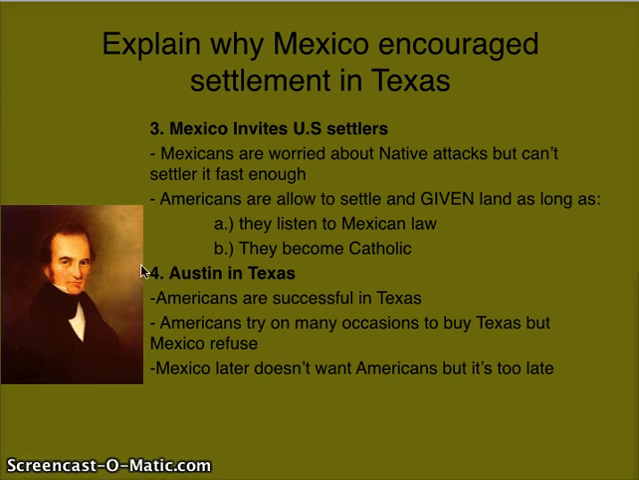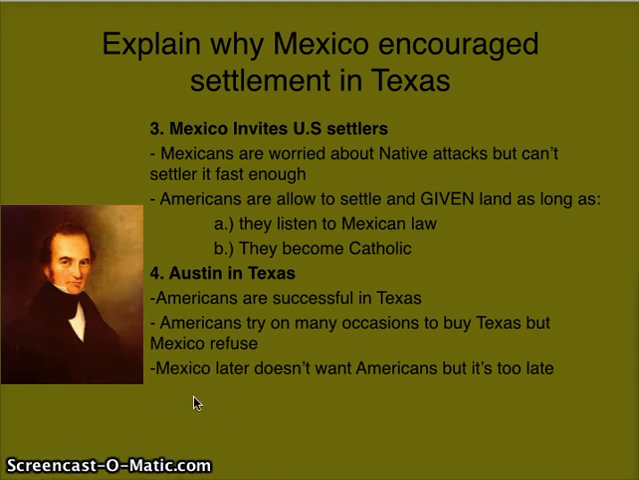Now we have a very famous American who settles quite successfully in Texas. His name is Stephen F. Austin. Now, if you recall, today in Texas, we have a city called Austin. It is after this man. He is one of the most successful Americans who is able to farm in Texas.